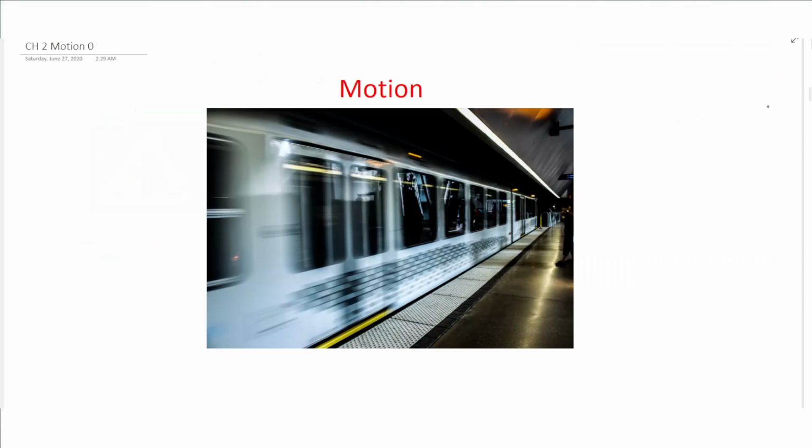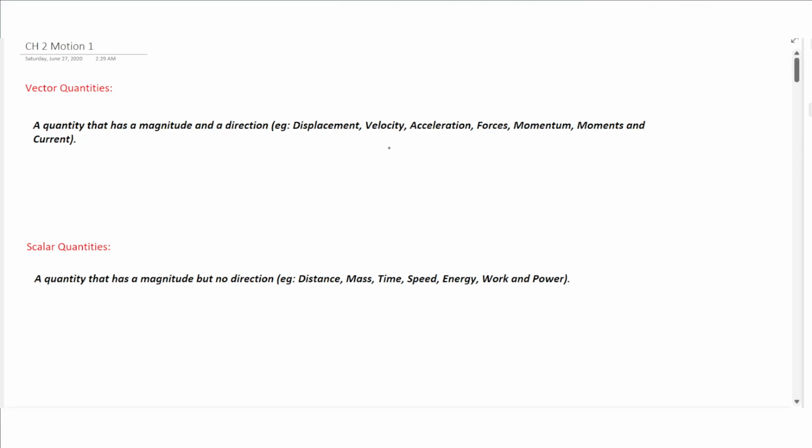Okay, the second chapter is motion. First, there is a difference between something called vector quantities and scalar quantities. Vectors are quantities that have magnitude and direction, like displacement, velocity, acceleration, forces, momentum, moments, current also. Scalar quantities, these are quantities that have magnitude but no direction. Another similarity between vectors and scalars is that they both have magnitude and unit, not only magnitude.